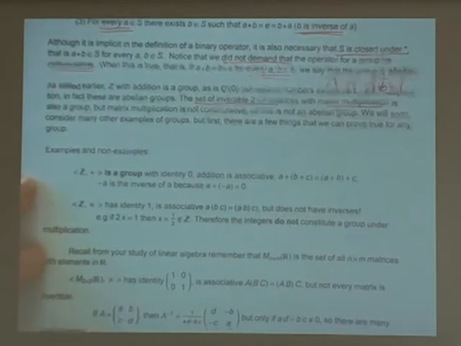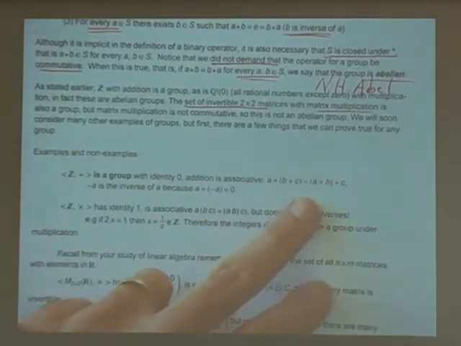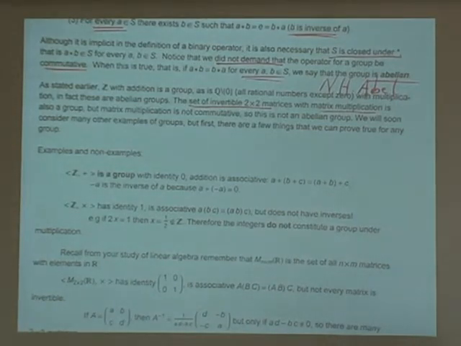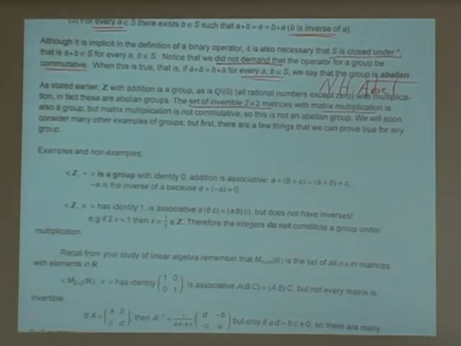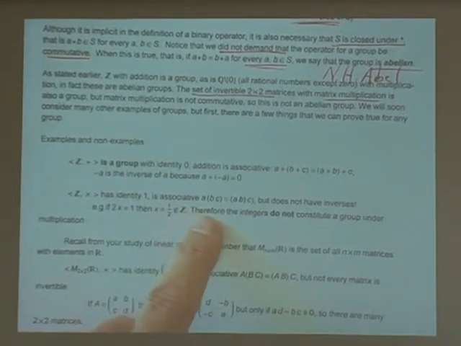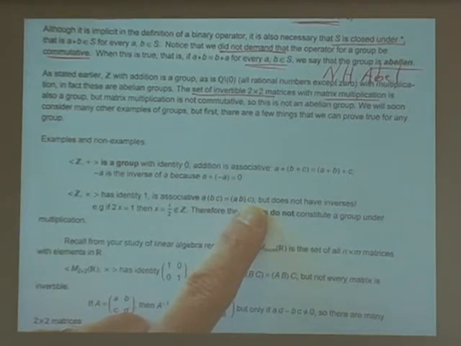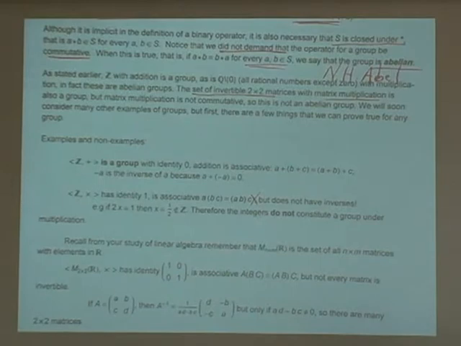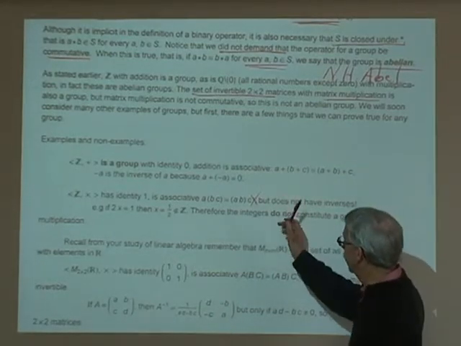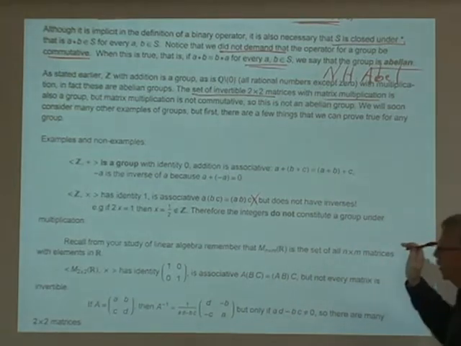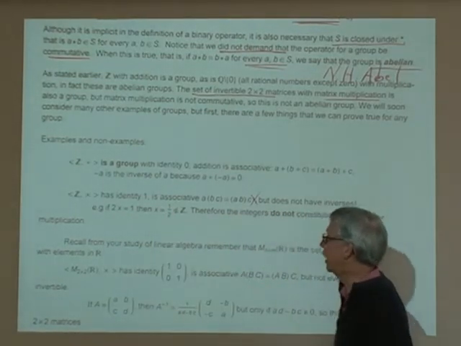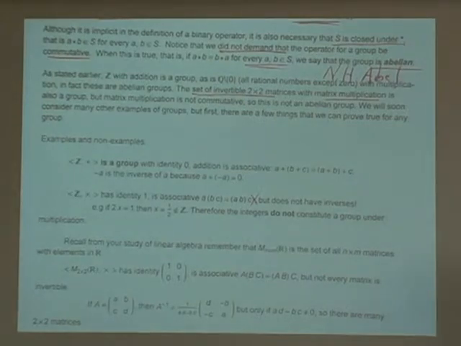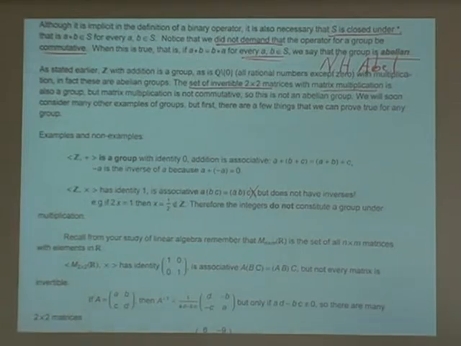Okay, examples and non-examples. Z with plus is a group. The identity is 0. Integer addition is associative by assumption. Negative A is the inverse of A, because if I add those two, I get 0. Integers with times has identity 1. Integer multiplication is associative. But only 1 and minus 1 have inverses. To prove that this is not a set where everybody has an inverse, I need one counterexample. 2x equals 1 has no solution in this group because the only solution is x equals 1/2, and that's not an integer. So integers under multiplication are not a group.